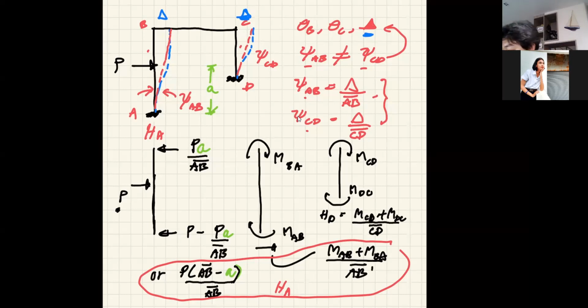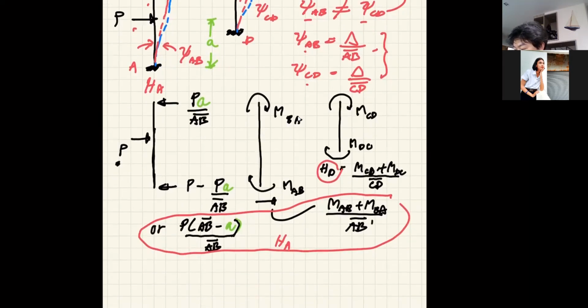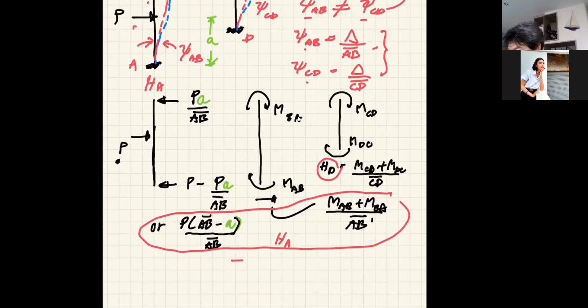HA plus HD, and that should give you P, right? Basic sigma Fx equal to 0. So sigma Fx equal to 0, HA plus HD plus P equal to 0. All right? Now let's move on to see something else.